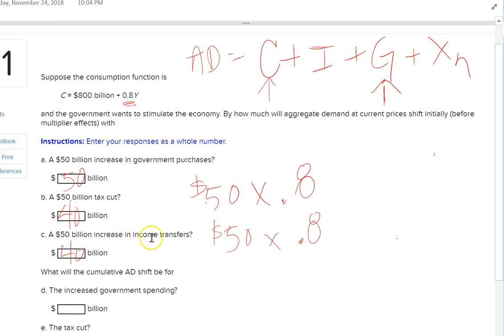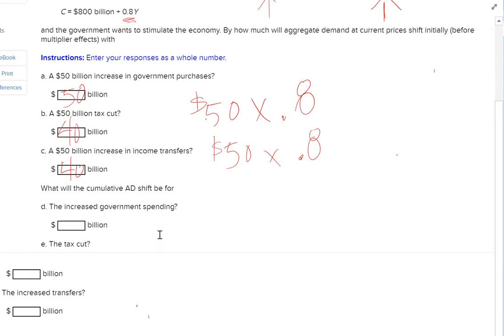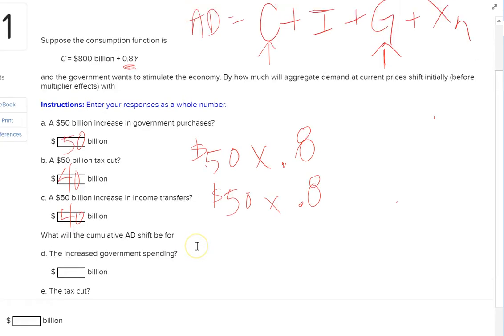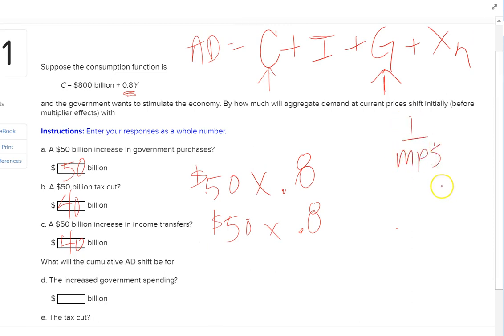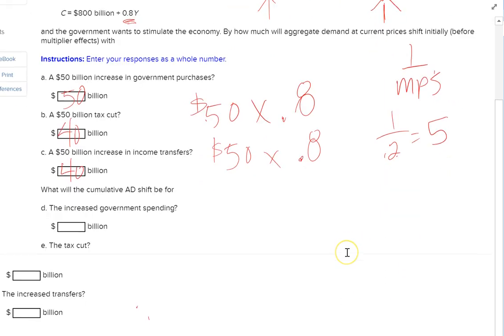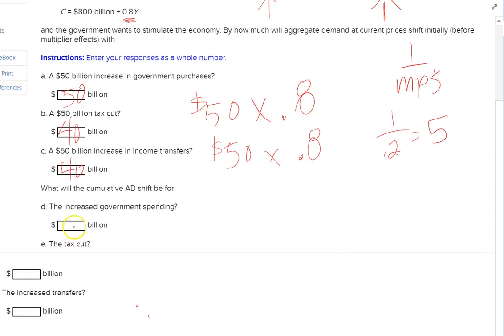C says a $50 billion increase in income transfers. Income transfers work in a similar fashion. They are subject to that marginal propensity to consume. Just because somebody has a tax cut and more money in their pocket, or an income transfer that they receive, does not mean they're going to rush out and spend every penny in consumption. Our marginal propensity to consume is going to affect that. Therefore, we're going to take that marginal propensity times the size of the income transfers, and that's going to give us the value of the income transfers.